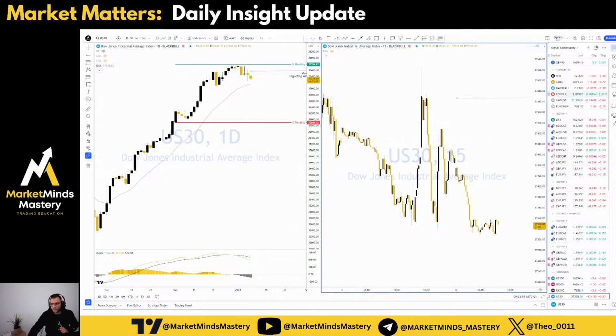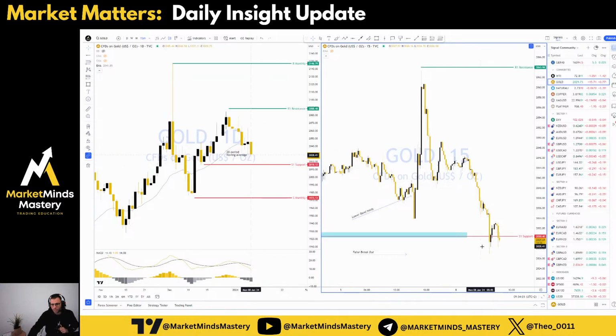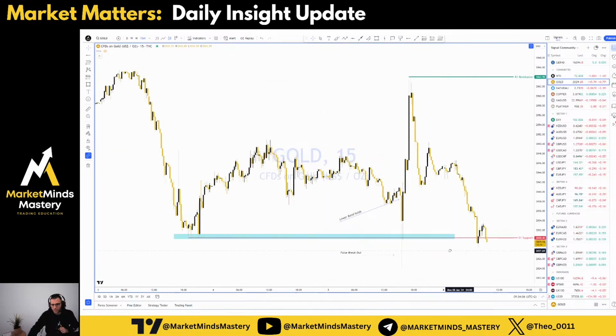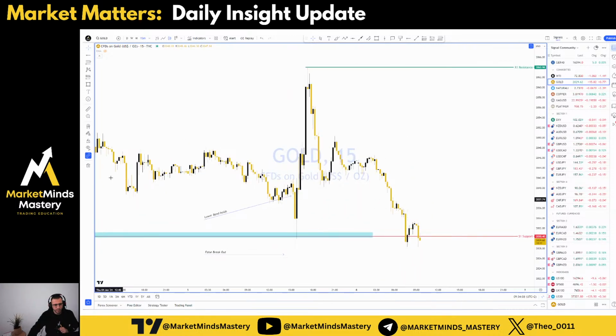Regarding gold, here is a 15-minute time frame. The price is playing around this support. If the price breaks below the support, because so far it's false breaking the support, and if it's gonna break to the downside, we will be looking to short the gold.